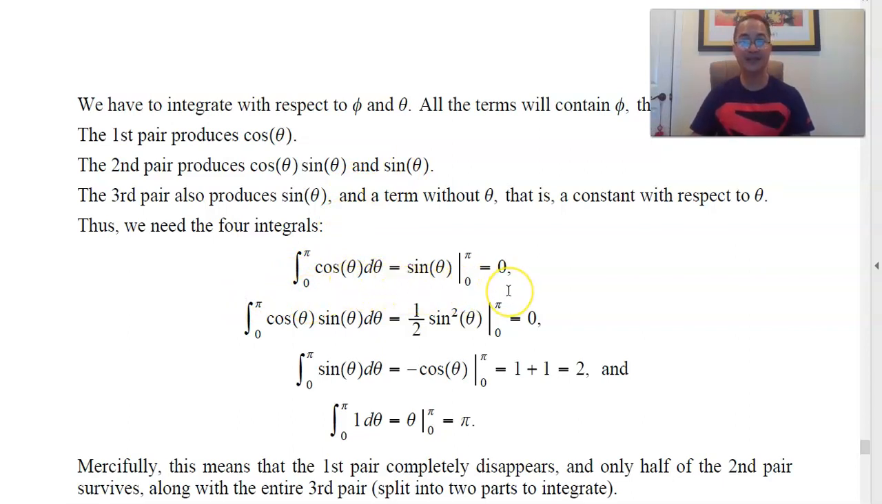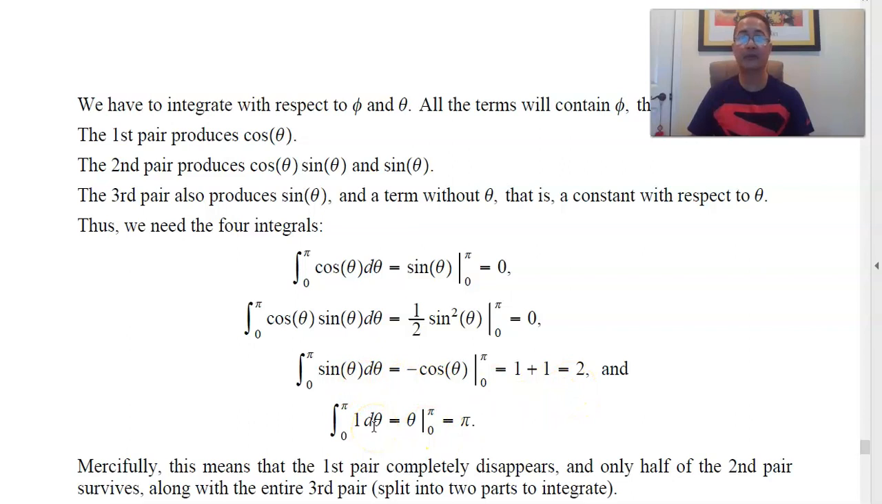Integrate cosine. Oh, you get 0. Nice. So that entire first term goes away. Integrate cosine theta, sine theta. That is also a 0. Excellent. But sine theta, not so lucky. You're going to get 2.